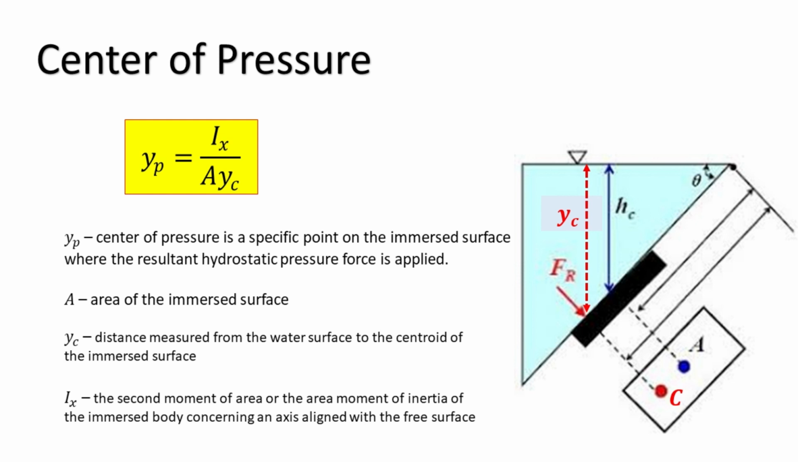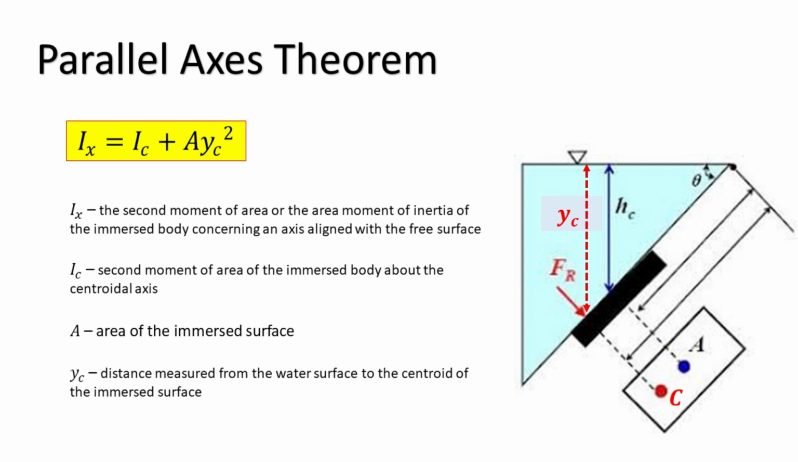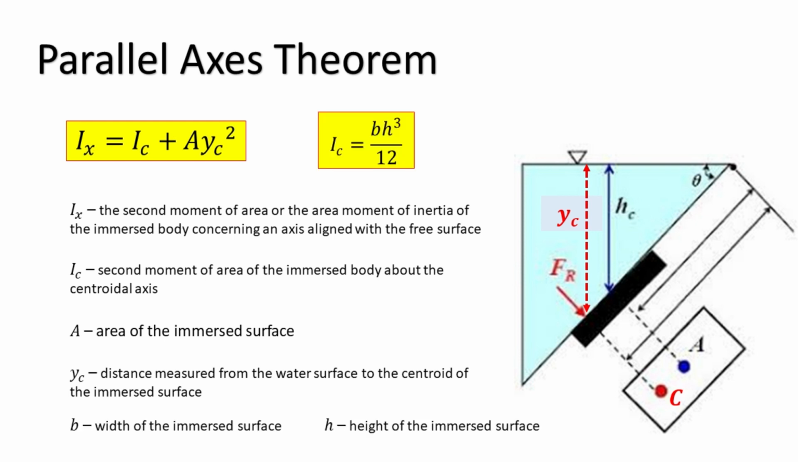Ix represents the second moment of area, or the area moment of inertia, of the immersed body with respect to an axis aligned with the free surface. The parallel axis theorem is employed for this calculation, as shown in the equation below, where Ic is the second moment of area of the immersed body about the centroidal axis. Considering a rectangle with a base b and height h whose centroid is positioned at the origin, the second moment of area with respect to the x-axis is determined by the formula here.